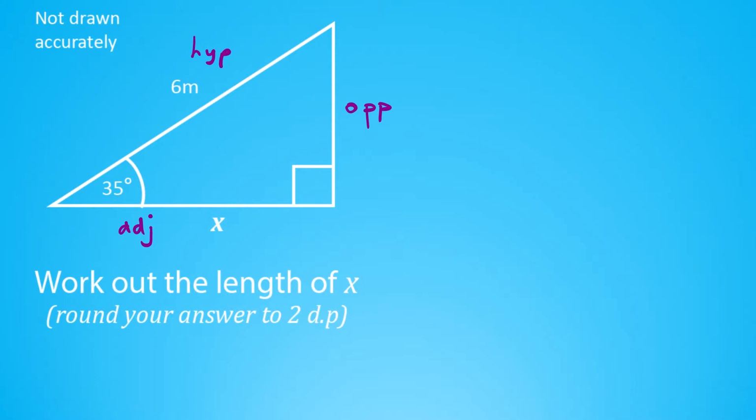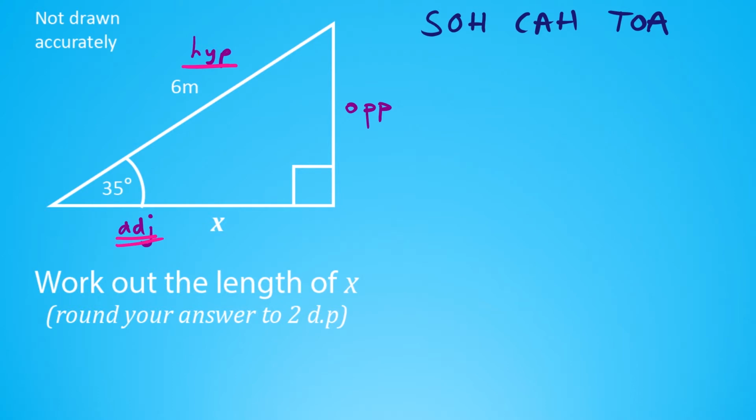Then I remind myself, I just write down, make a note of SOHCAHTOA. Then I've got to choose which of those I'm going to use. So the relevant bits that we've been given here, we know what the hypotenuse is. That's there. And we are trying to find the adjacent. So the two relevant lengths are the hypotenuse and the adjacent.